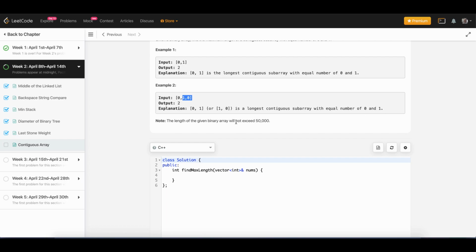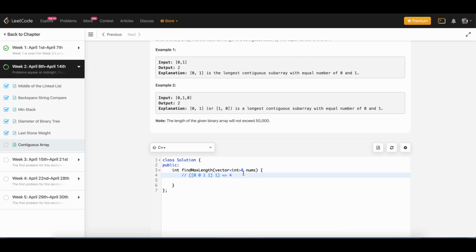The length of the given binary array will not exceed 50,000. Okay, nice. Another example could be 0, 0, 1, 1. Here the answer will be 4, and even if it is 1, 1, 0, 0 the answer will be 4 because we will pick this whole contiguous subarray.